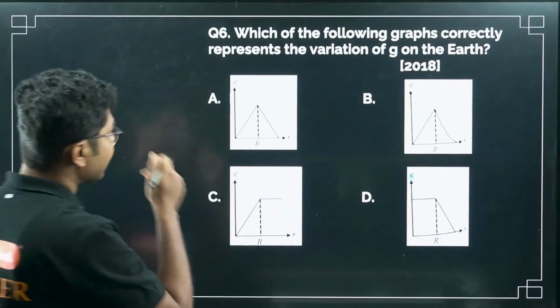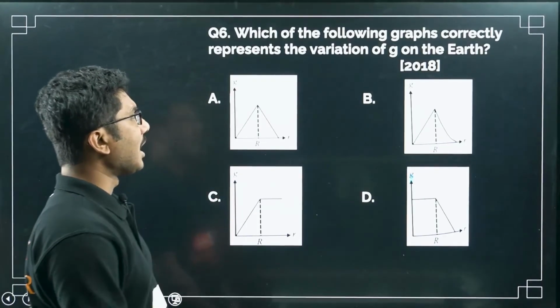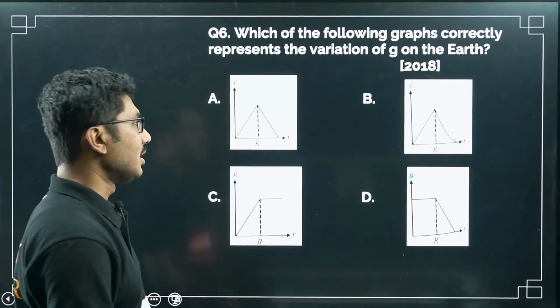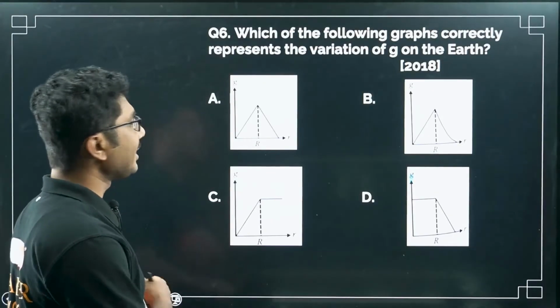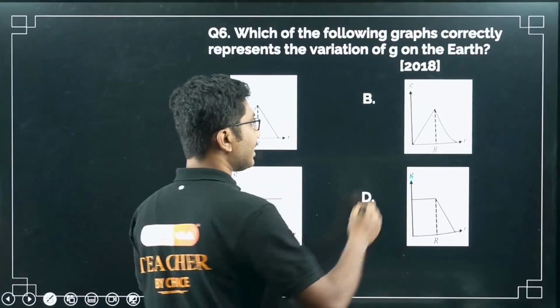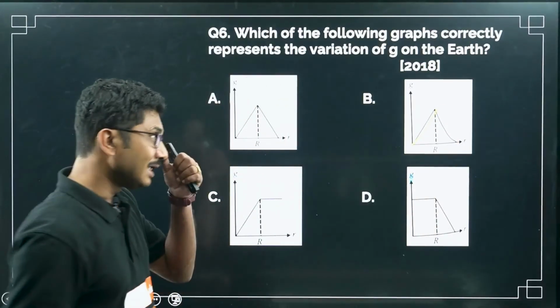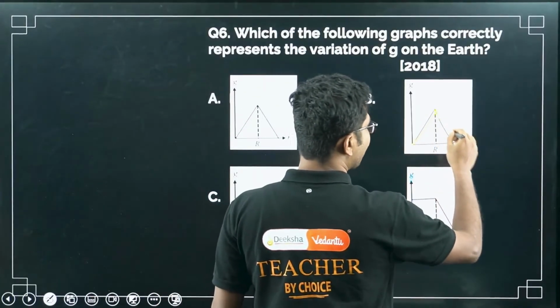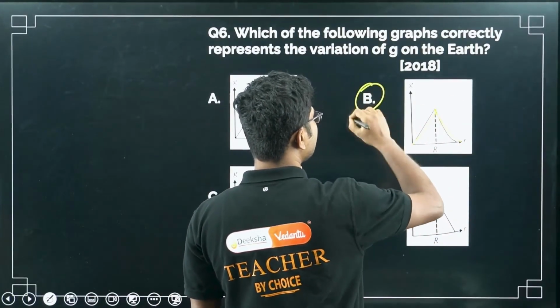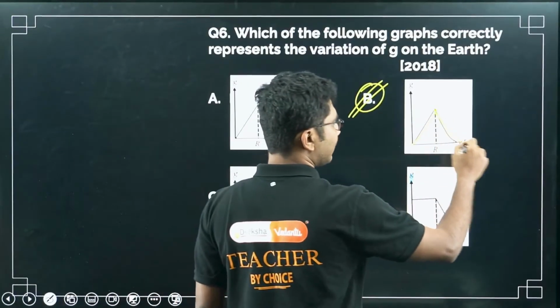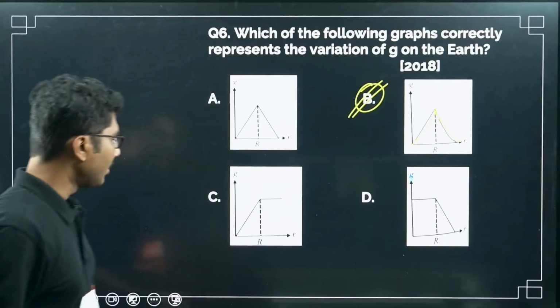Now next question. Which of the following graphs correctly represents the variation of g with distance on the earth? I have already explained this during our lecture. The correct answer is this. It initially increases linearly and then decreases slightly exponentially. So the correct answer is option B. It is not like this, it's like this.